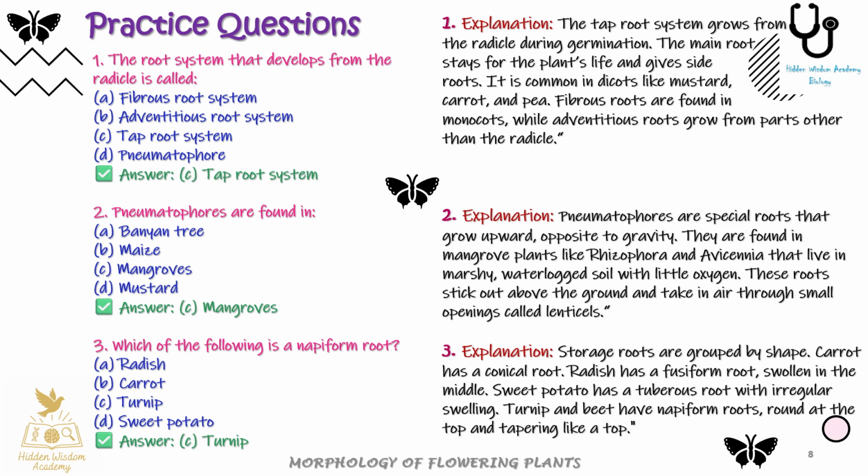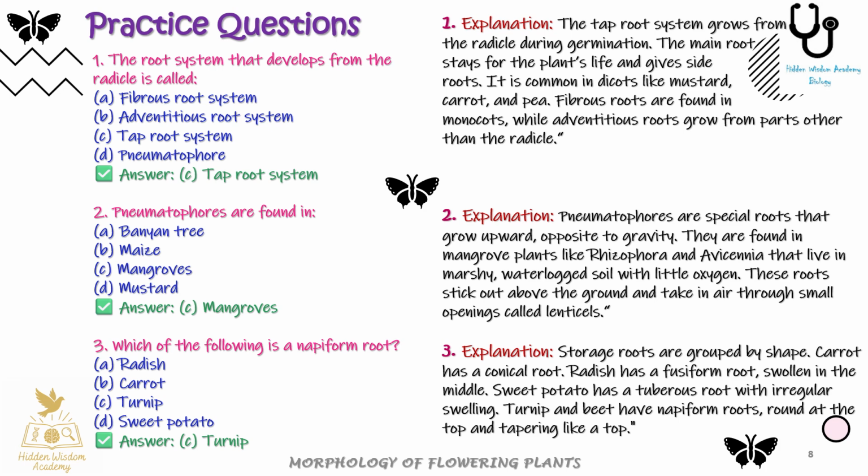Let's practice a few questions to test your knowledge. Let's start with question 1. The root system that develops from the radicle is called. Option A. Fibrous root system. Option B. Adventitious root system. Option C. Taproot system. Option D. Pneumatophore.